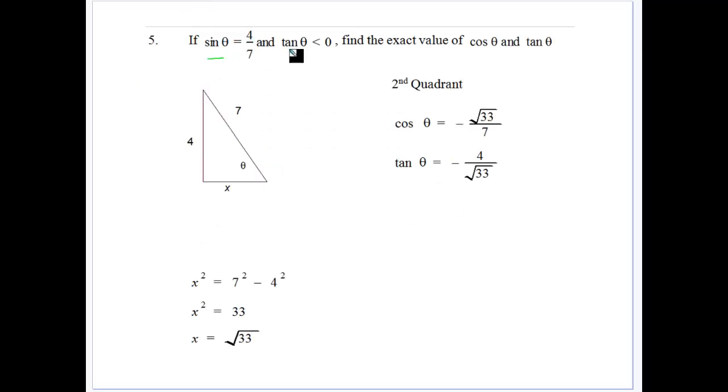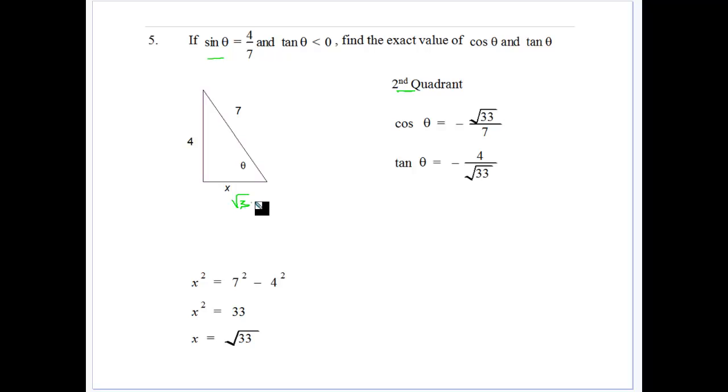Sine is positive, tan's negative. So that means we're in the second quadrant again. And this time, we don't get a nice Pythagorean triad. Our opposite on adjacent, 4 and 7 there, means if we're going to find x, well, that's not a nice set of numbers, but we can apply Pythagoras' theorem. X squared is 7 squared minus 4 squared. X squared is equal to 33, so x is the square root of 33.